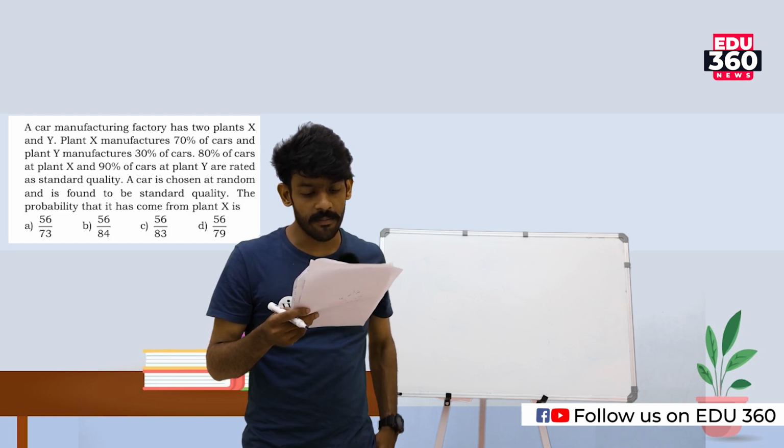Okay, so 80% of cars at plant X and 90% of cars at plant Y are rated as standard quality. A car is chosen at random and it is found to be standard quality, and we need to find the probability that it has come from plant X. So this is the question.